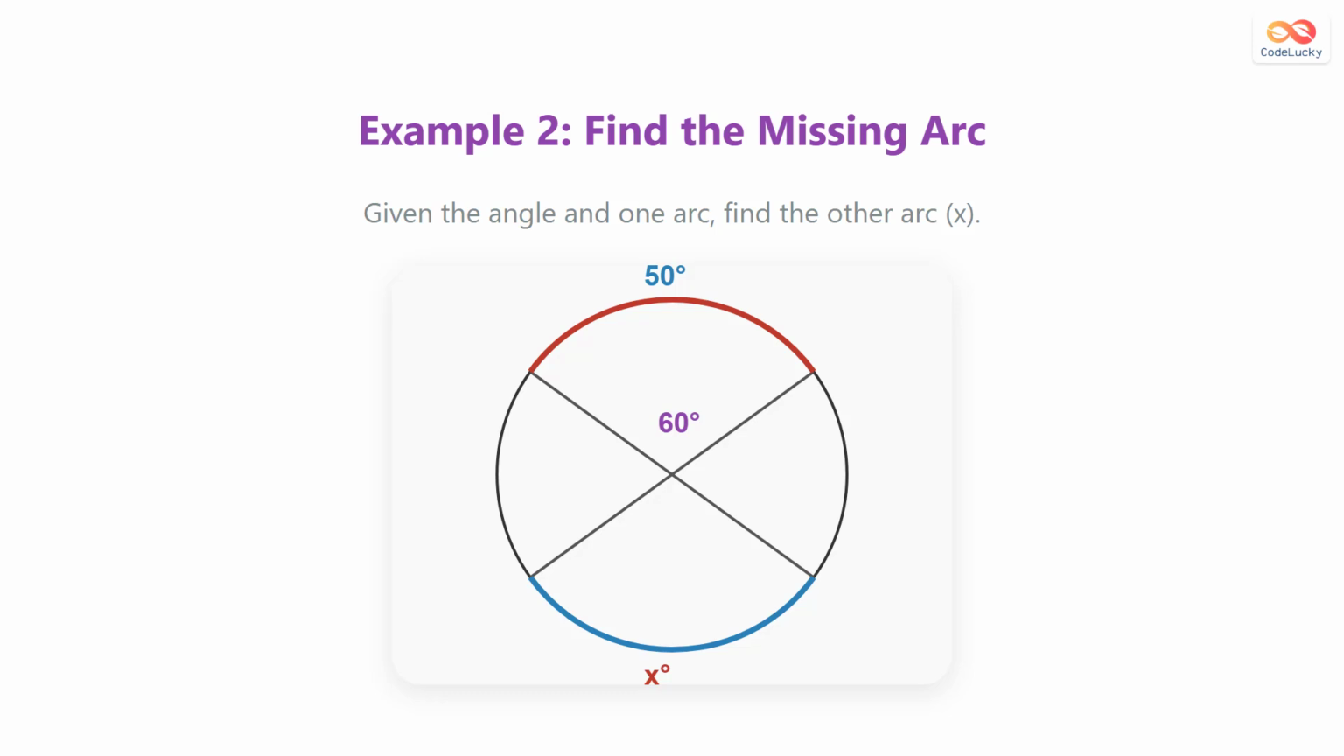Sometimes you might face a different type of problem. In this example, we already know the angle is 60 degrees, and we know one of the arcs is 50 degrees. But we are missing the measure of the other arc, which we will call x.